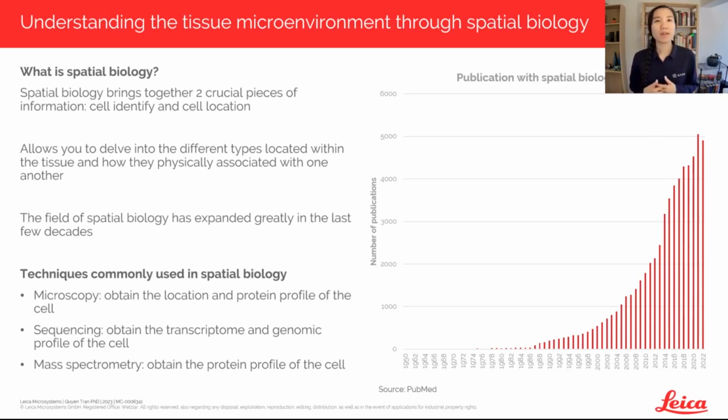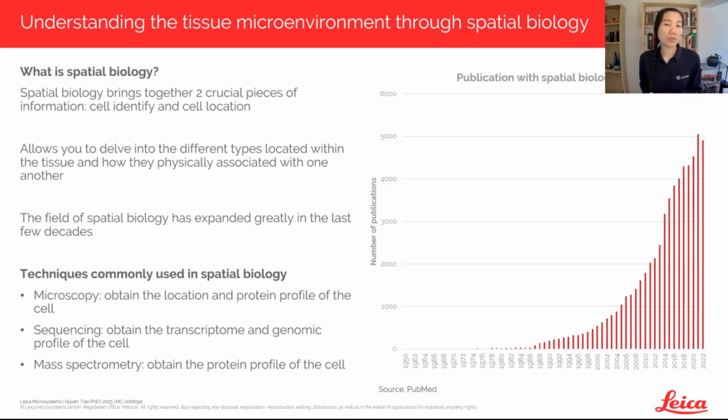In this release, our team came together with the goal of helping you understand tissue microenvironment through spatial biology. For those who are not working in this field, spatial biology brings together two pieces of information about the tissue microenvironment: cell identity and cell location. Using these two pieces of information, we can determine the different types of cells that are located within the tissue and where they are located in connection to one another, giving us the ability to unravel the complex biological interactions at play here in both normal and abnormal states.